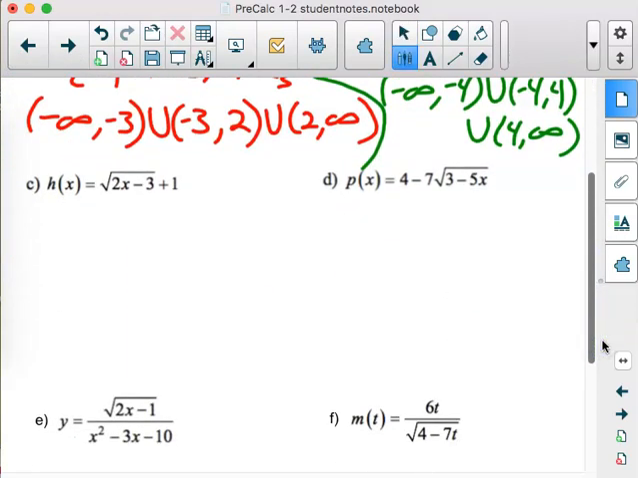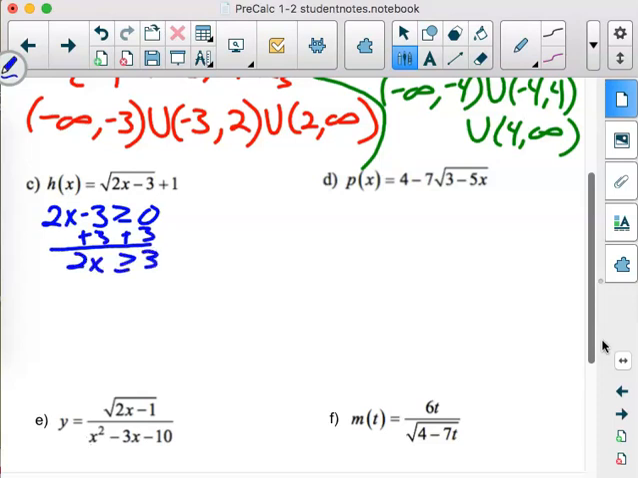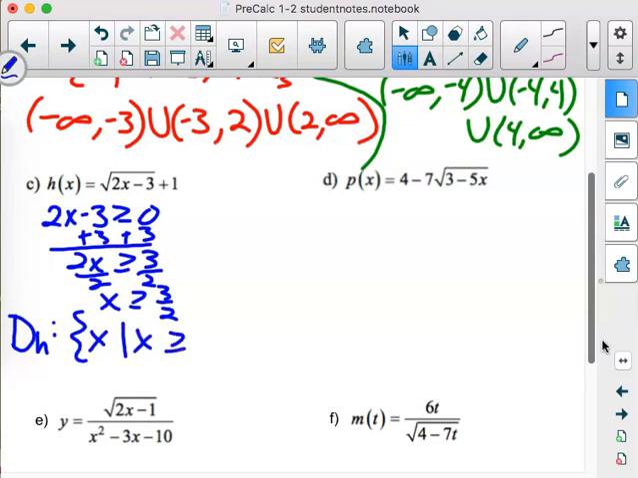H of x. So for h of x, I see that I have a square root. No denominator, but I know that 2x minus 3 has to be greater than or equal to 0 in order for this to work in the real world. So we'd add 3 to both sides and divide by 2. And this would be the domain of h. So we're going to describe this in set builder notation by saying x is defined as x needs to be greater than or equal to 3/2. And another set of brackets right there.